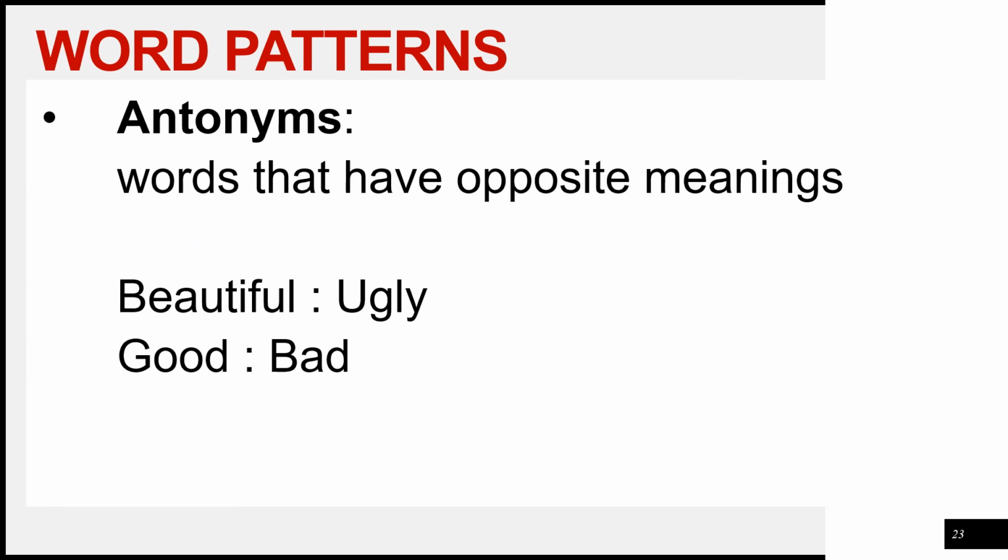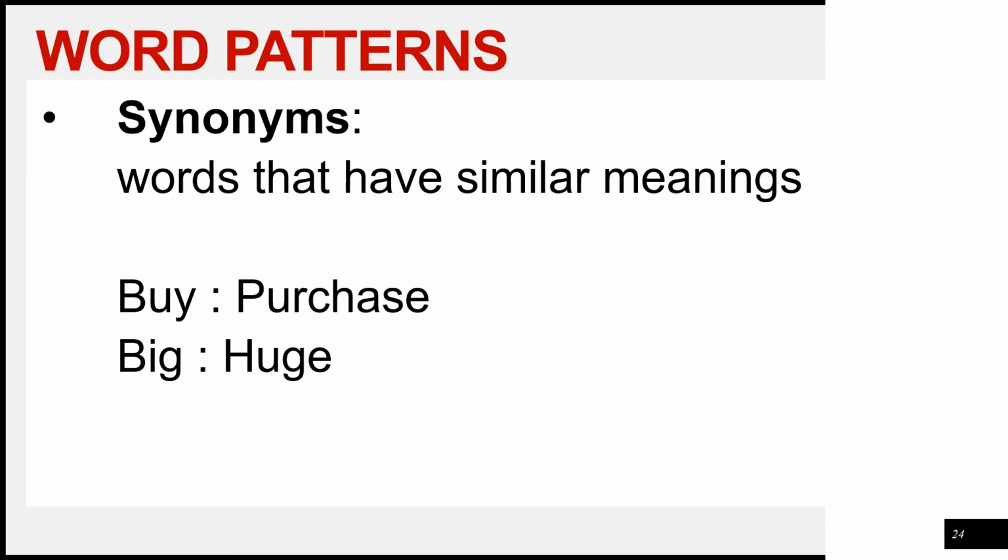The first type of word patterns are the antonyms. The antonyms are those words that have opposite meanings. Examples are beautiful is to ugly and good is to bad. So those words with opposite meanings are called antonyms. Words that have similar meanings are called synonyms. Examples are buy or purchase, big and huge, small or tiny, clear or clean, fat or bulgy, and so on.